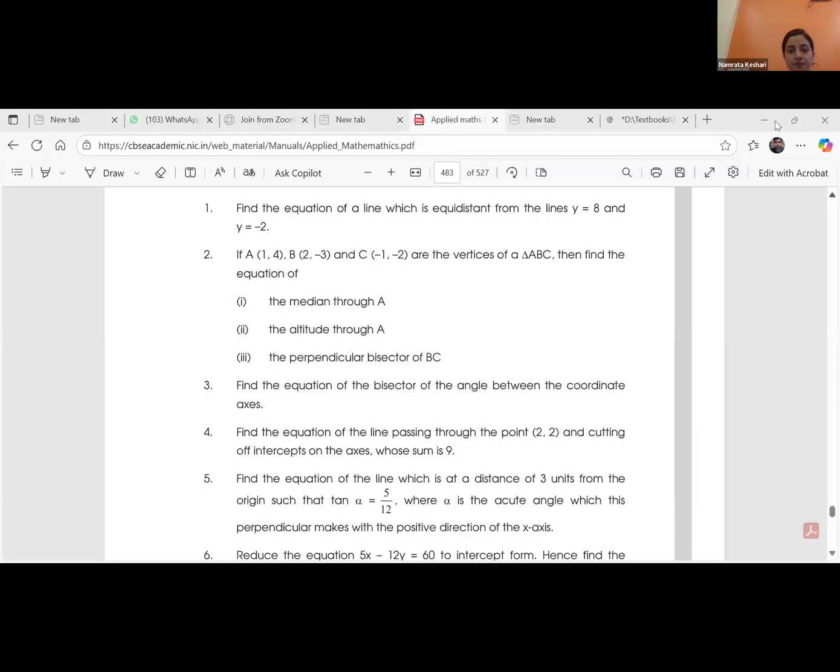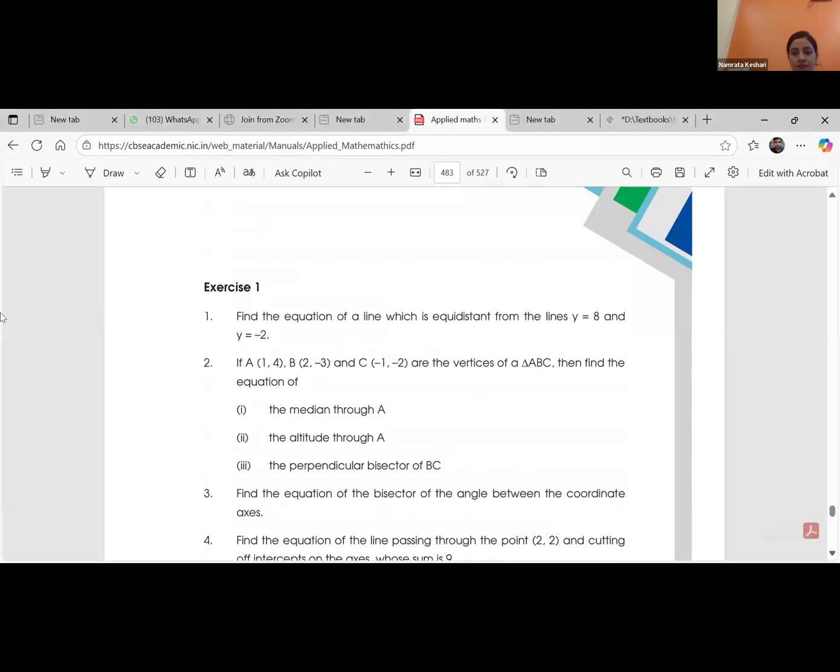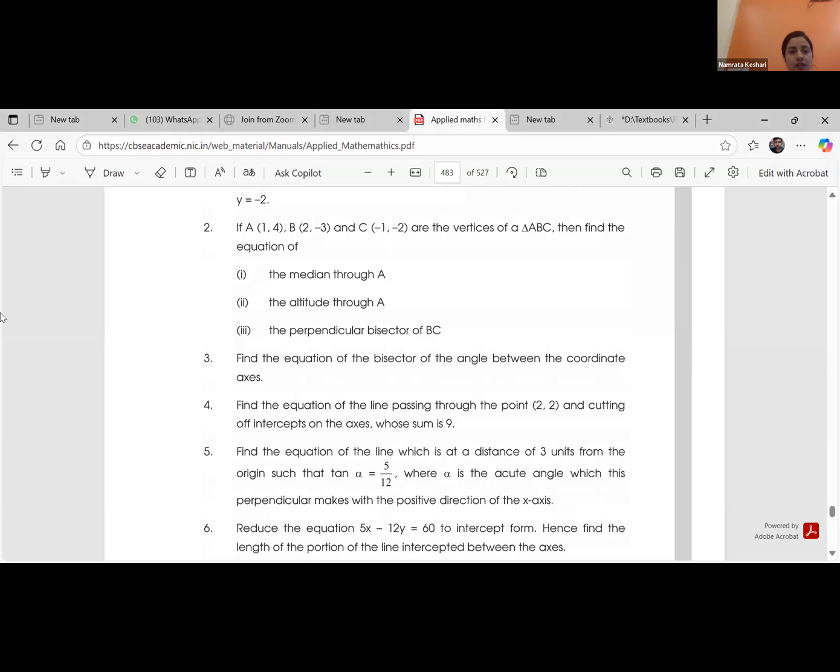Just a moment, I am sharing the screen. Let's cover all the questions from here first. Last day we have not done question number 3. It says: find the equation of the bisector of the angle between the coordinate axes. Coordinate axes means x-axis and y-axis.